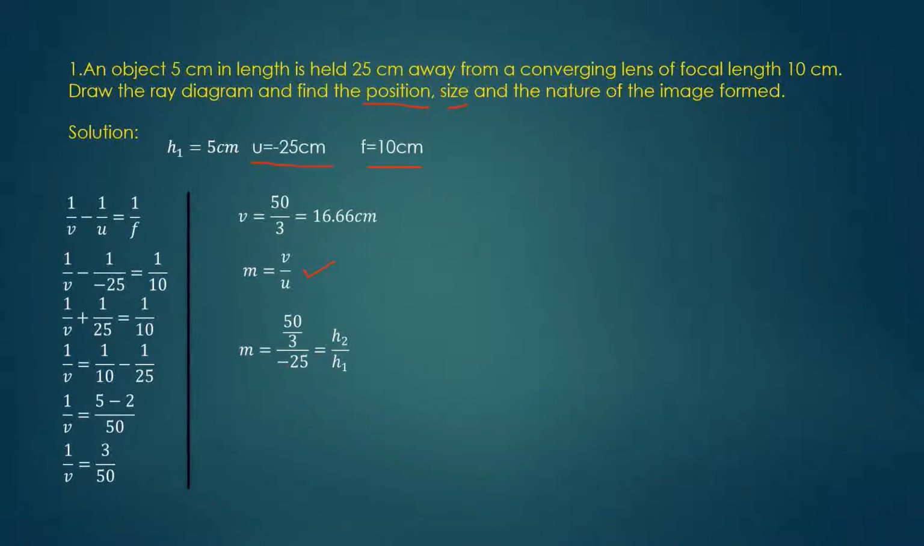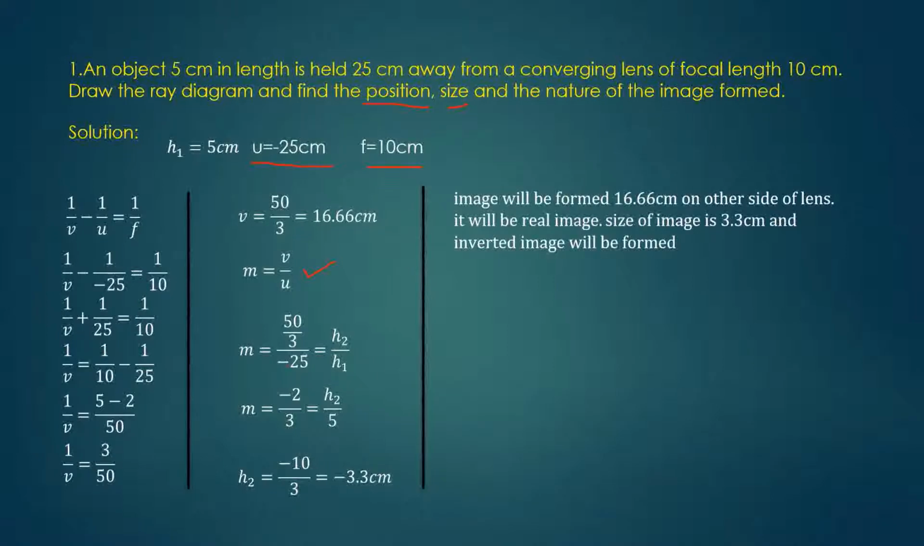Now in order to find the size, we have to find out magnification. Magnification of a lens is given by V upon U. So put the value of V and U, and this V upon U is equal to H2 upon H1, because M is also equal to size of image to the size of object. On solving, we will find that H2 will come out to be minus 10 by 3, that is minus 3.3 centimeter, and H2 is negative. It means the image formed will be inverted.